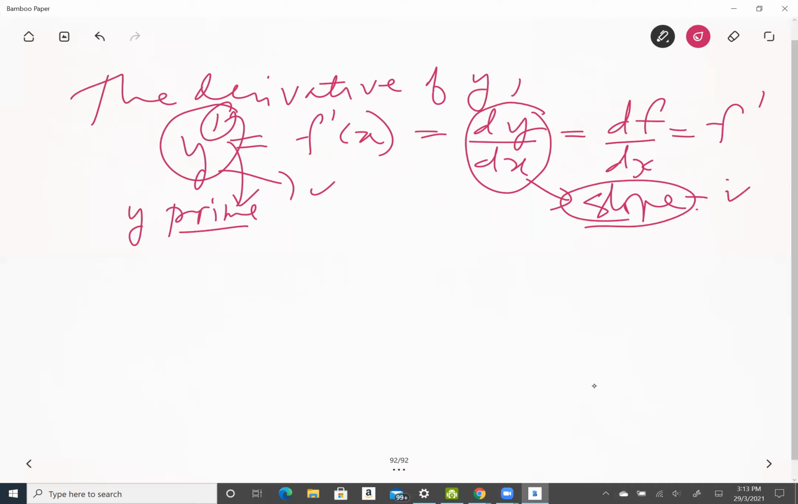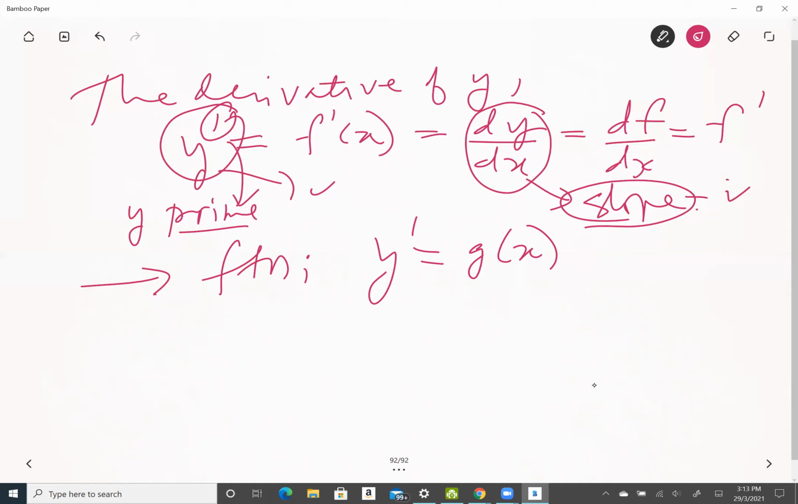Now, next, as I said earlier, the derivative y prime is also a function, right? So y prime is a function of x. In other words, f prime of x is a function of x, and dy dx, f prime is a function of x.